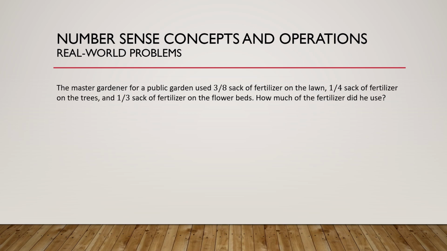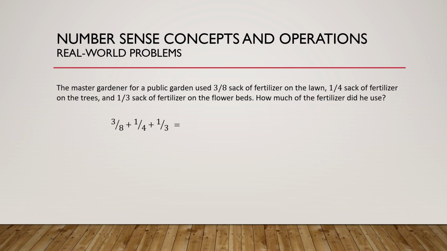The master gardener for a public garden used 3/8 sack of fertilizer on the lawn, 1/4 sack of fertilizer on the trees, and 1/3 sack of fertilizer on the flower beds. How much of the fertilizer did he use? This problem is simply adding 3/8 plus 1/4 plus 1/3.